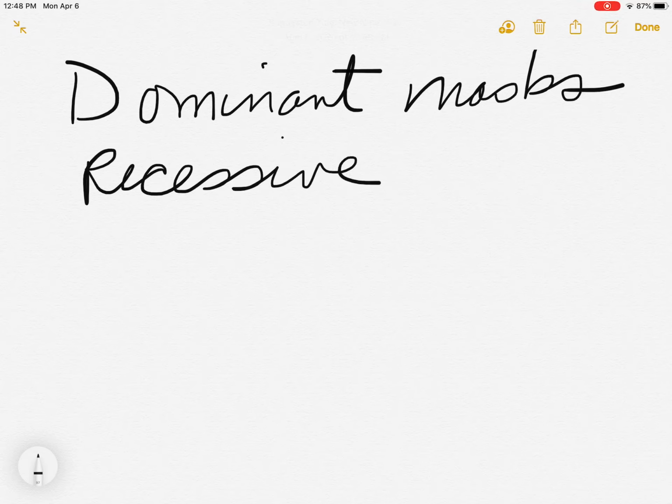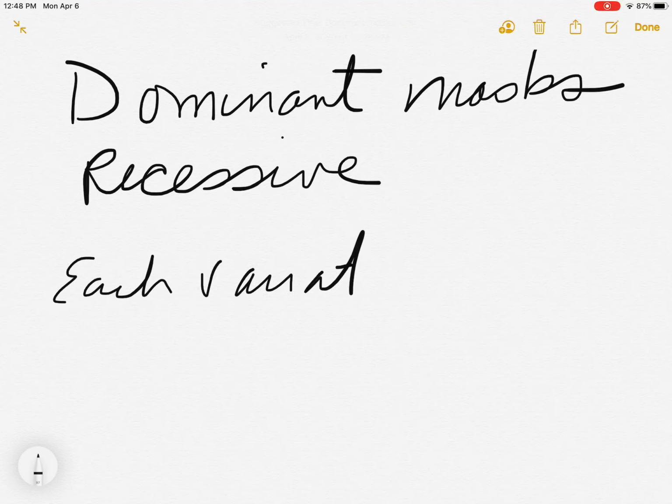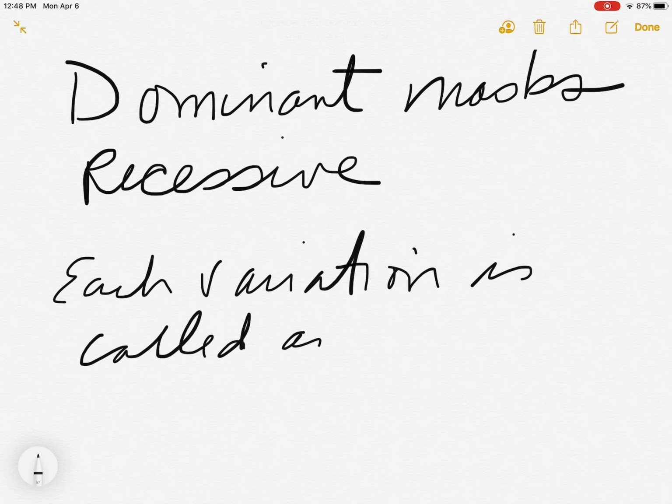All right, so there's the factors, there's the traits, there's the dominant, the recessive, and each variation is called an allele. An allele. All right, so that concludes lesson number 1. So hopefully that starts to put all of those concepts into place.